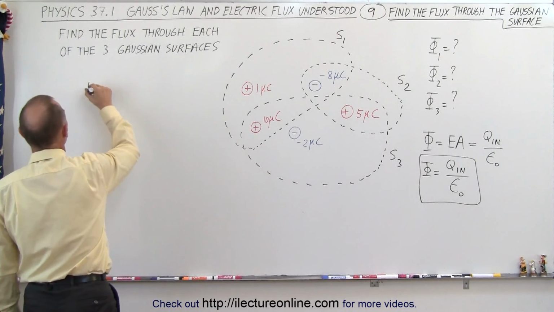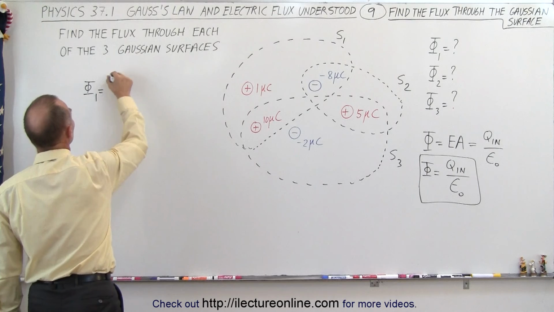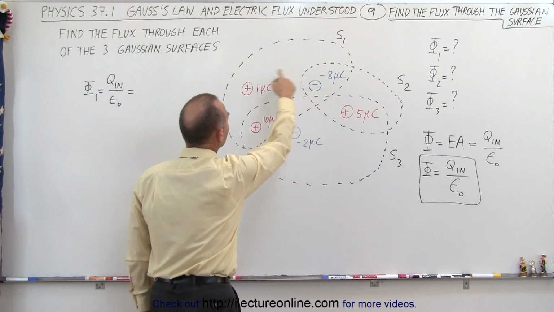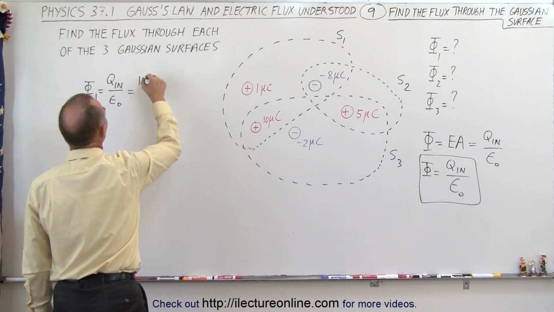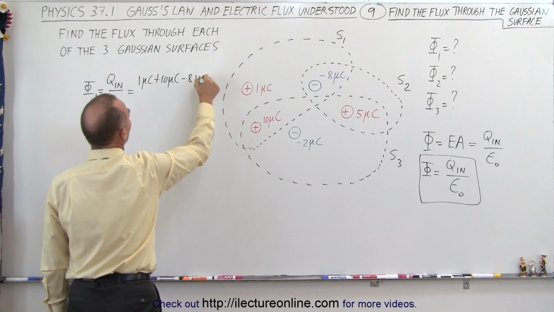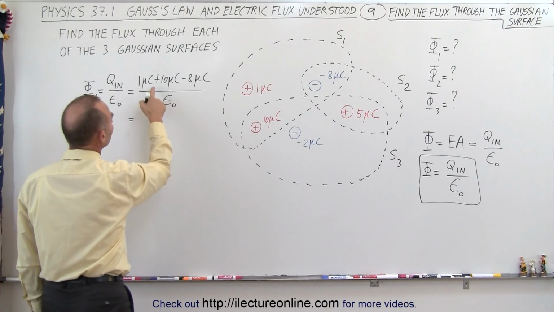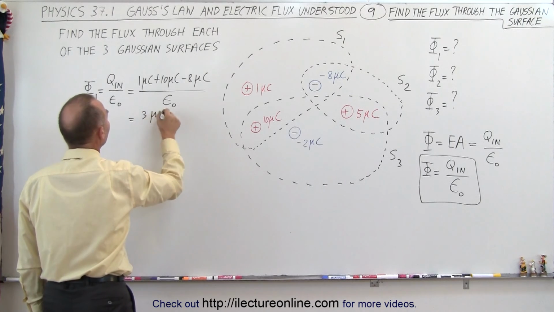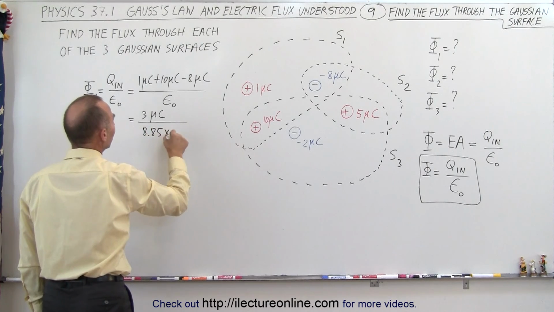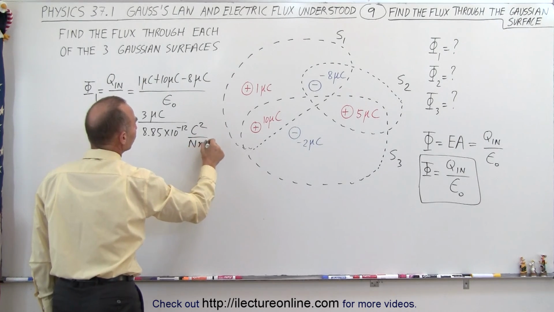So let's start with surface 1. Flux 1 is equal to the sum of all the charges inside divided by epsilon sub naught. For surface 1, we're going to add these 3 together. That would be 1 microcoulomb plus 10 microcoulombs minus 8 microcoulombs, all divided by epsilon sub naught. So this is equal to 11 minus 8, which is 3 microcoulombs, divided by epsilon sub naught, which is 8.85 times 10 to the minus 12 Coulomb squared per Newton meter squared.